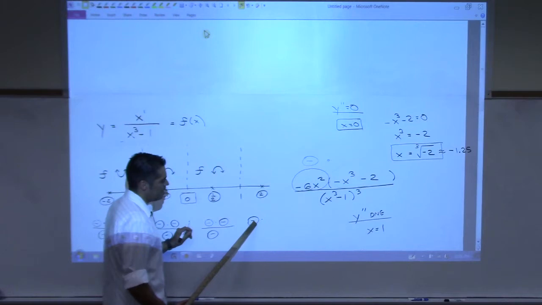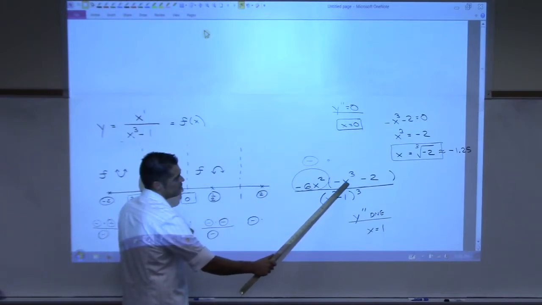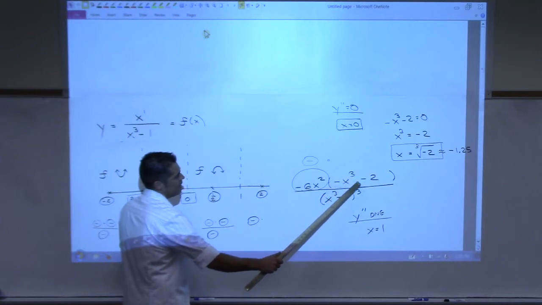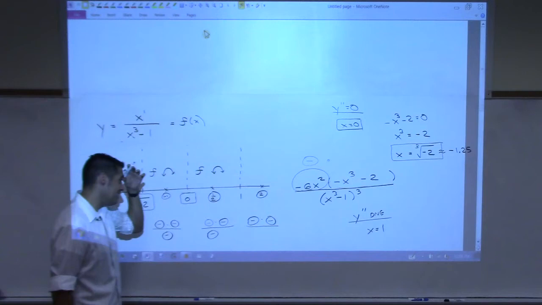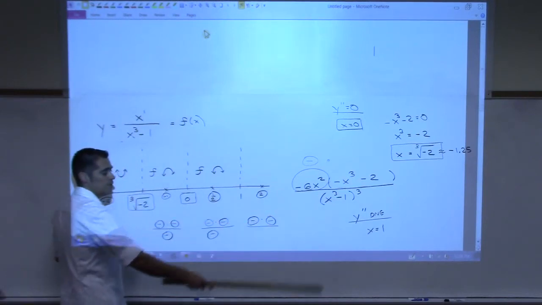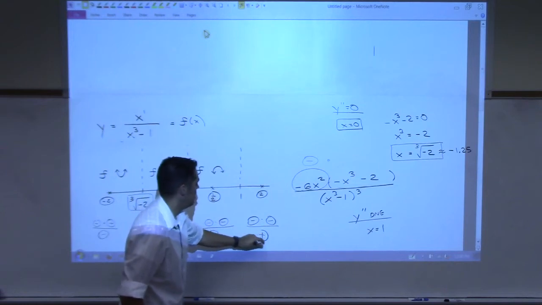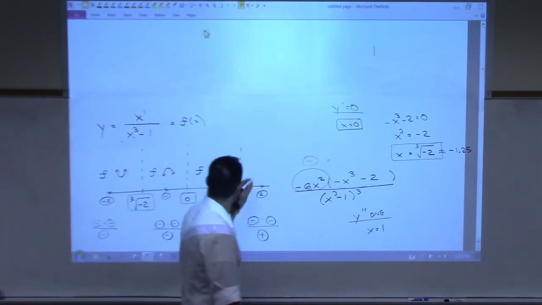So let's see. If I plug in 2, this becomes 2 cubed is 8, and then negative 8 minus 2 is negative on top. And on the bottom, 2 here is 8 minus 1 is 7 cubed. That's positive. So you get a positive over positive, which is positive. So it's concave up there.